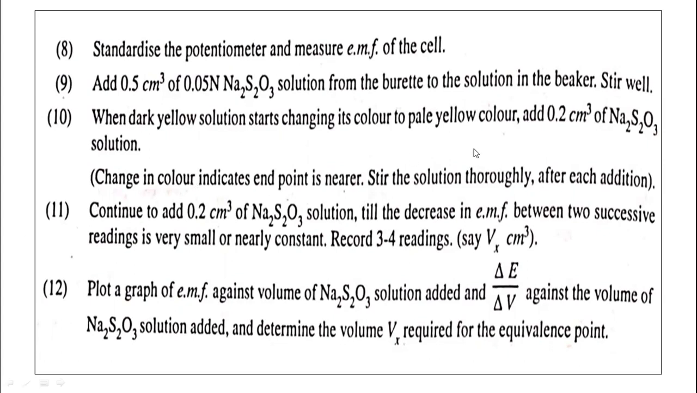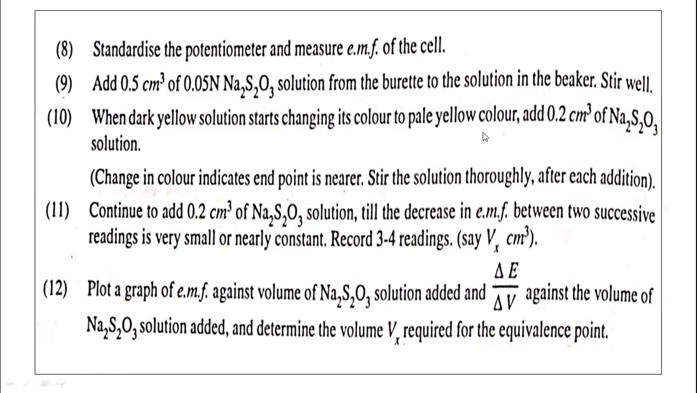So when it converts to pale yellow color, then later on we have to add 0.2 ml of the sodium thiosulfate solution. You should take this precaution here. Generally, a change in color indicates the endpoint is nearer. Initially the solution has a dark color due to the presence of I2 in the solution. And when we add the sodium thiosulfate solution continuously from the burette, the color changes from dark yellow to pale yellow. Okay. So in this way we can perform the titration, and every time we should note the readings here.